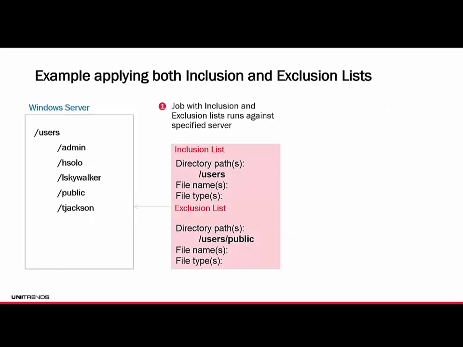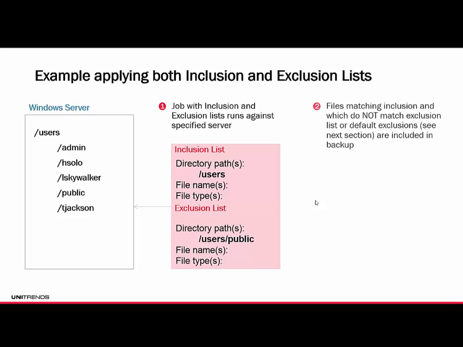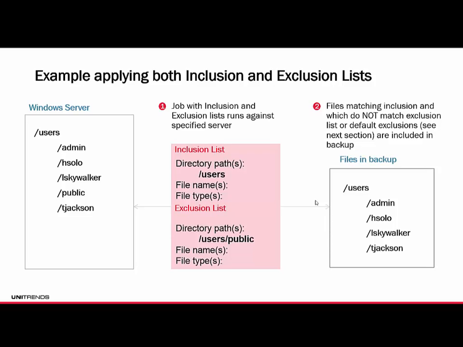Examples of applying both an inclusion and an exclusion list. So I may have said, hey, I want to build a list that says I want to grab the users. Right, there are no wildcards for file types. Now, if I say I want to include users and I want to exclude users public, when I run a backup against this, I would see all of the users over there but my public user.